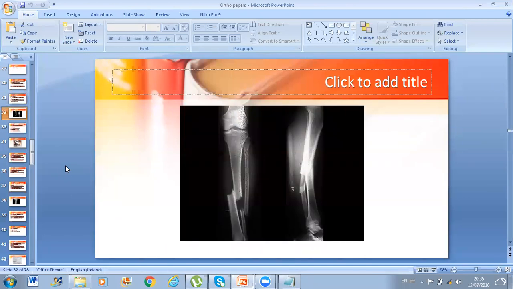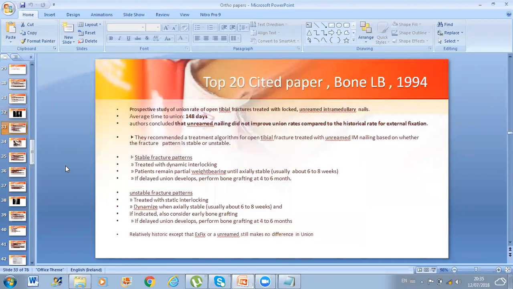So, one second. So this is tibia. We will talk about some articles. Okay, this is a top-cited paper by Bone LB 1994, a prospective study of union rate of open tibial fractures treated with locked and unreamed intramedullary nails. So he quoted that the average time of union is 148 days.